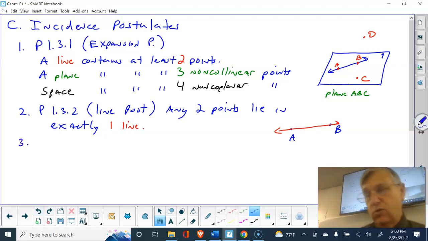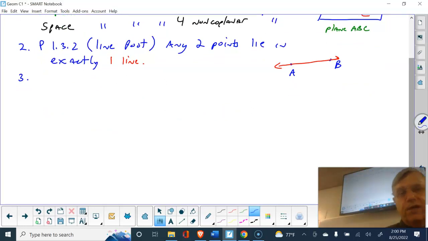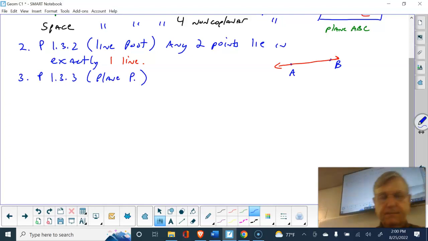Again, feel free to ask questions if you're wondering as we go. But that's pretty obvious. All right, third one. Again, these we don't have to prove. Postulate 1.3.3. And its name is the plane postulate. And again, you don't need to keep writing out the word postulate. You can just do capital P. Plane postulate.